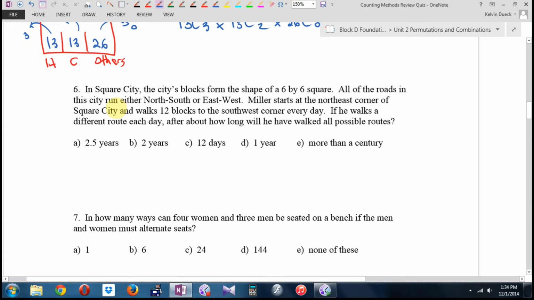Number 6. Wow! Physics students, I think I'm going to dulp. I'm going to draw a little picture. It's a 6 by 6 square. There's the square, and then to make it 6 by 6.